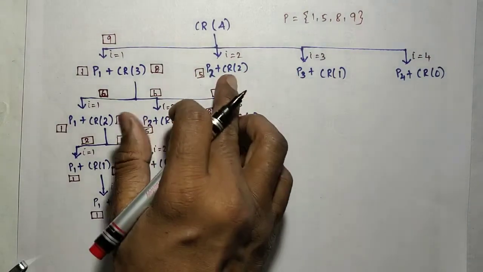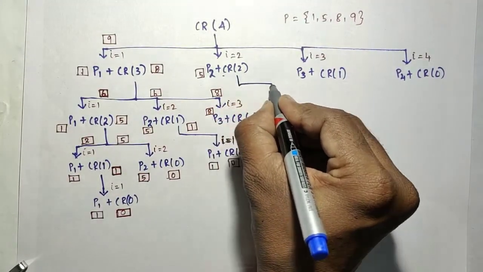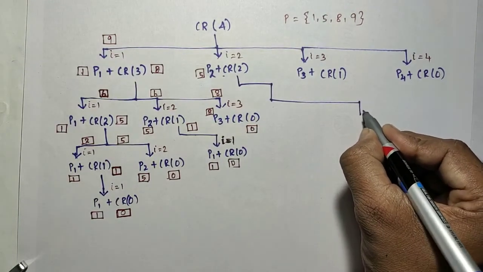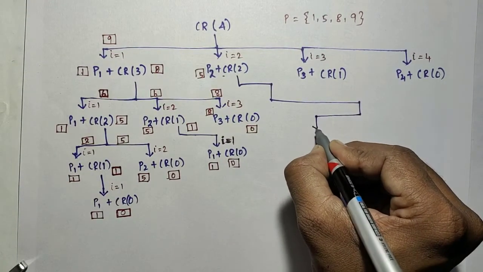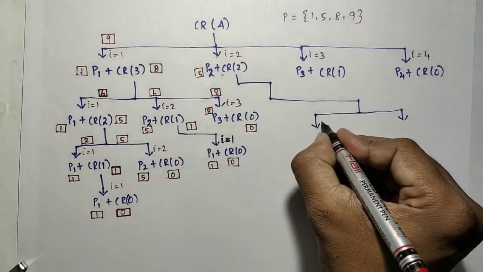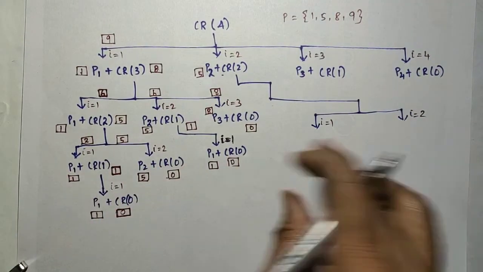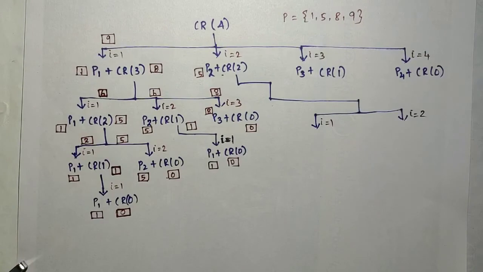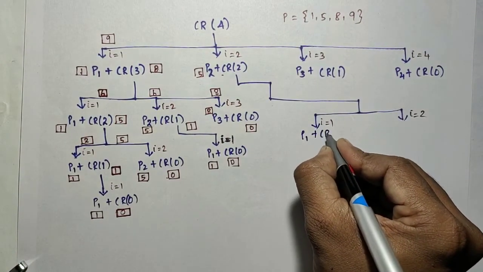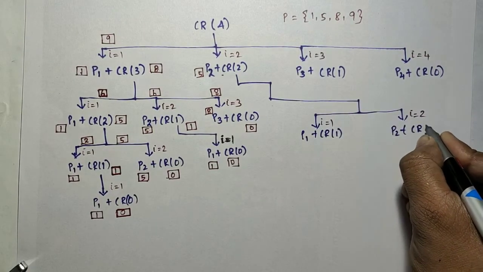But here, as per this algorithm, the branch will start again like this. CR of 2 means the branch will start again, when i equals 1 and i equals 2, like that. So i equals 1, i equals 2, the same thing will happen here. It means P1 plus CR of 1 and P2 plus CR of 0, like this.